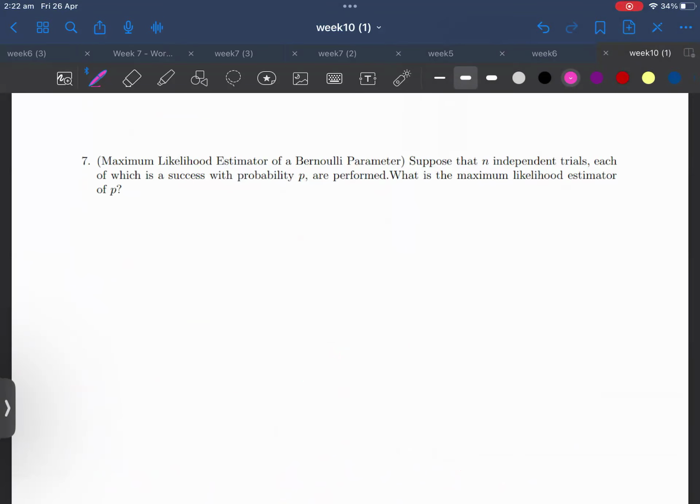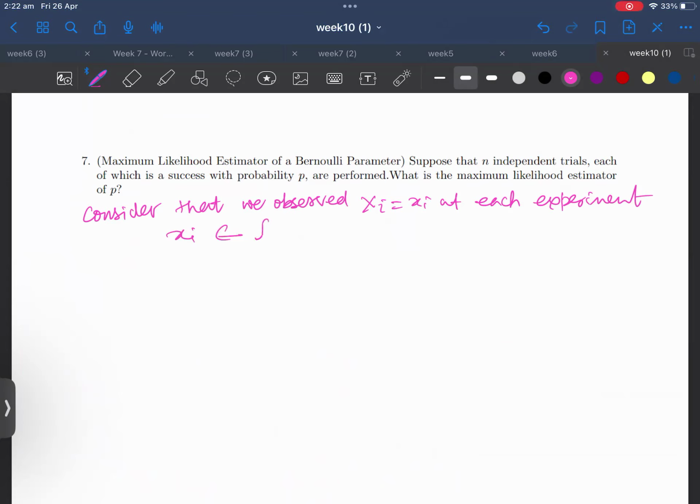So consider that we observed xi equal to small xi at each experiment, where xi belongs to 0, 1. So our data should be like x1, x2, up to xn, like this.